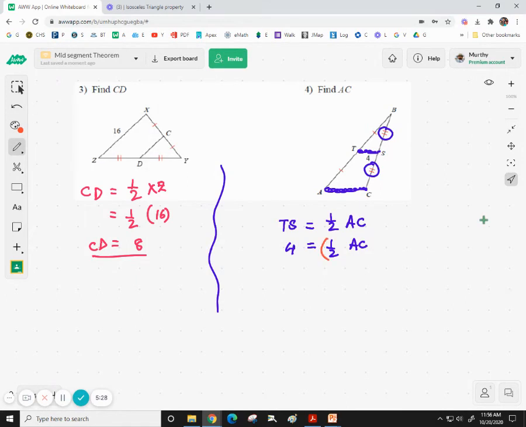Then to eliminate this half on both sides, I'm multiplying by 2. So the 2 and this 1 over 2 get cancelled. Then I get AC equals 8 units. AC equals 8 units. Let's go to the next page for another example.